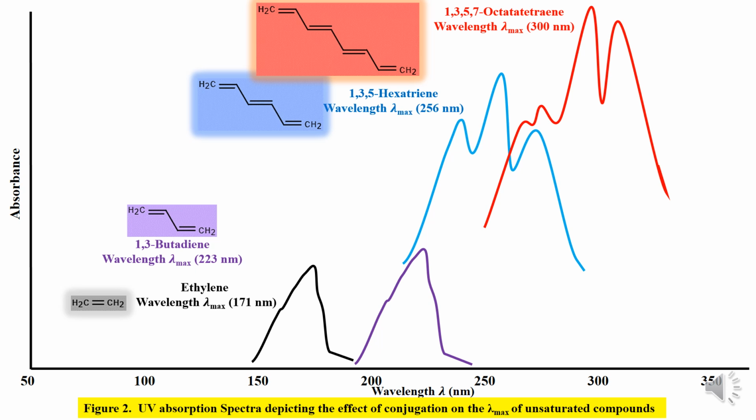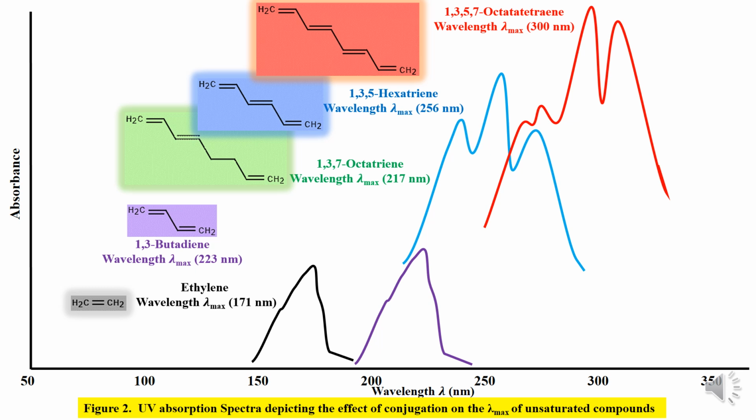Now, as you can see, with the increase in the number of double bonds, there is a corresponding increase in the lambda max values. Now, let's try and remove one of the double bonds in octatetraene and see what happens. So, I removed one double bond from the conjugated octatetraene and we see that the resultant compound is 1,3,7-octatriene.